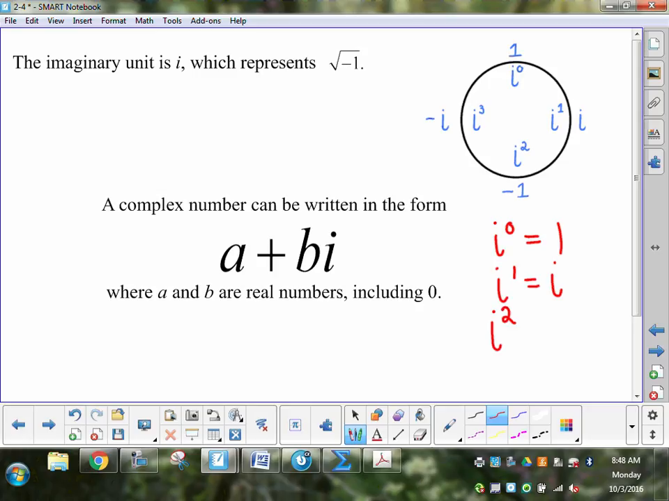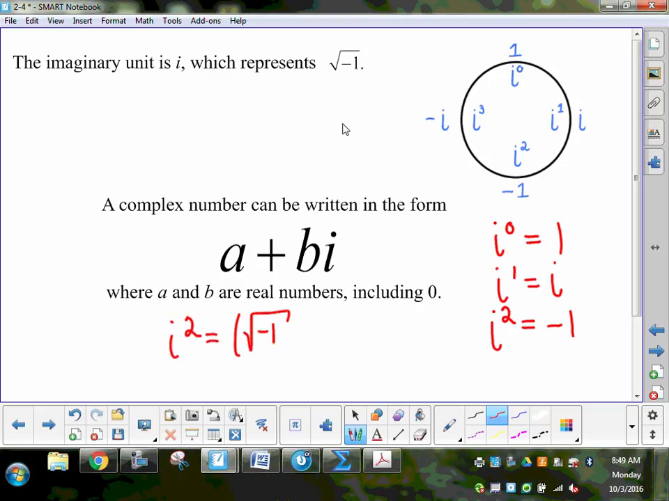I squared, can anybody tell me why i squared would be equal to negative 1? Think about how we defined i. Why would i squared be equal to negative 1? What do you want to say? Because i equals the square root of negative 1. I squared is the same as the square root of negative 1 being squared, which is going to be negative 1.